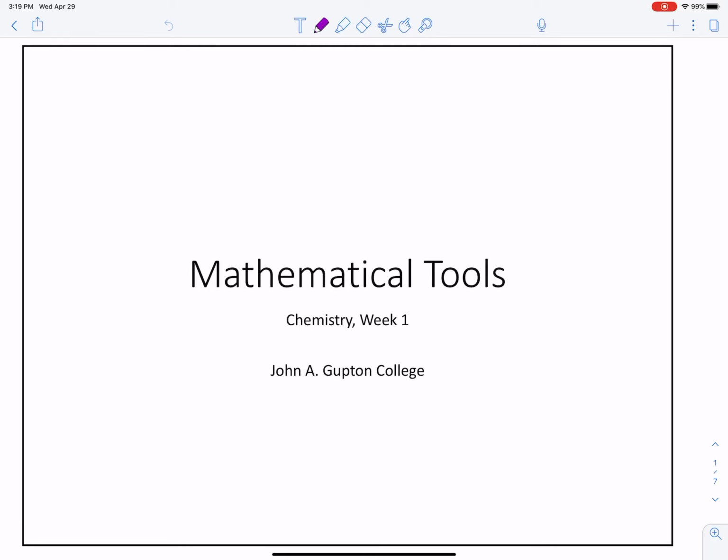Hello, and welcome to week one, where we begin to talk about mathematical tools. The first thing you need to understand about this particular week is these are tools. Tools can be used well or they can be used poorly, and math can be used in a similar way. So, I'm going to try to show you how to use these mathematical tools well.